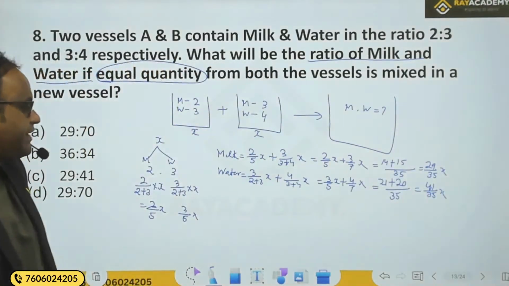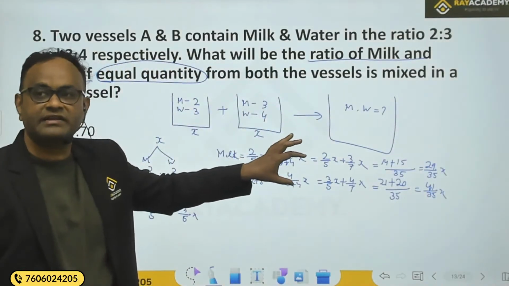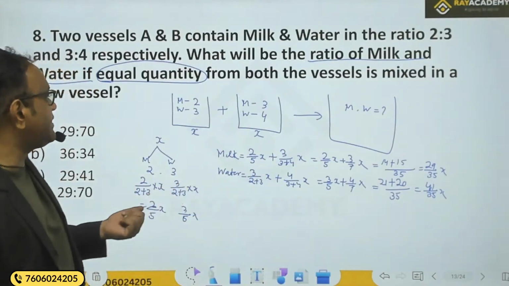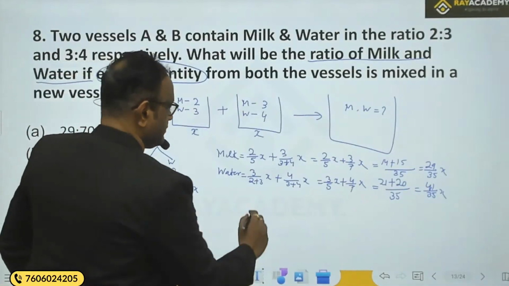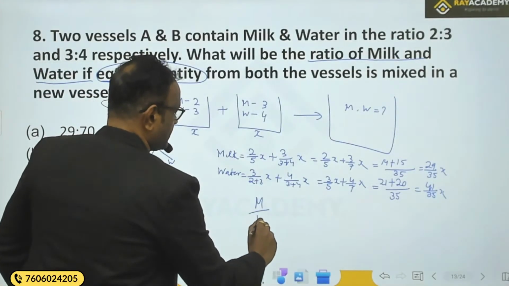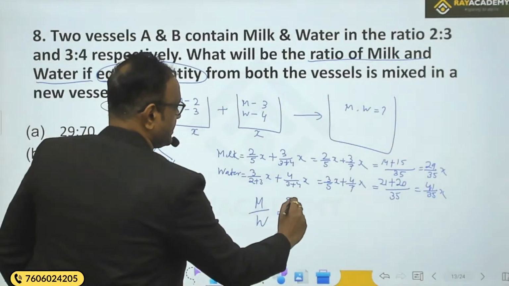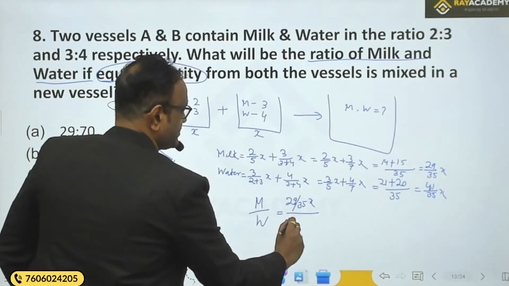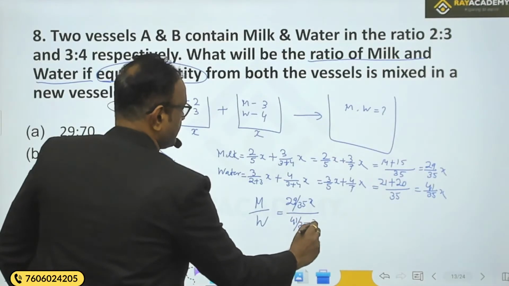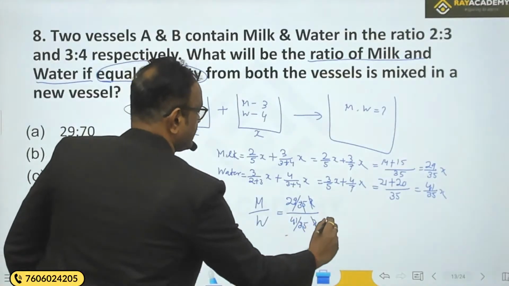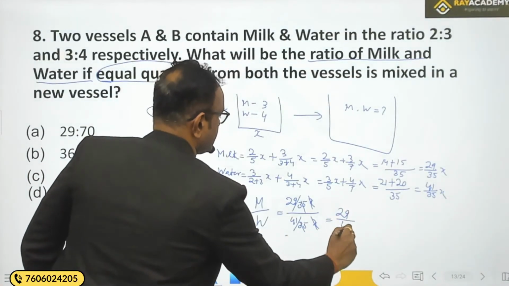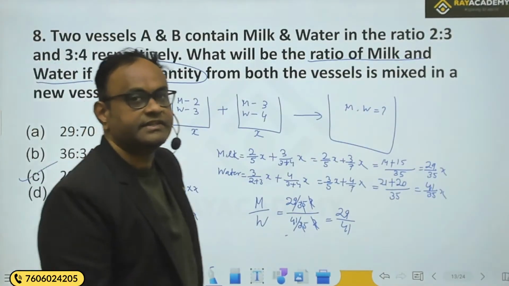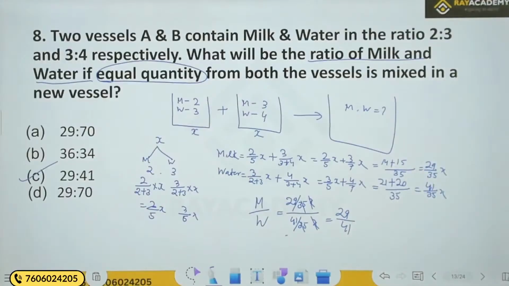Now I am getting the final quantity of milk in the mixture and the final quantity of water in the mixture. Now what I need to find out? I need to find out the ratio. So milk divided by water: the milk quantity is 29 by 35 x divided by the water quantity 41 by 35 x. X gets cancelled, 35 cancels. So the answer you are getting is 29 by 41. So the right answer for this question is option C, 29 by 41.